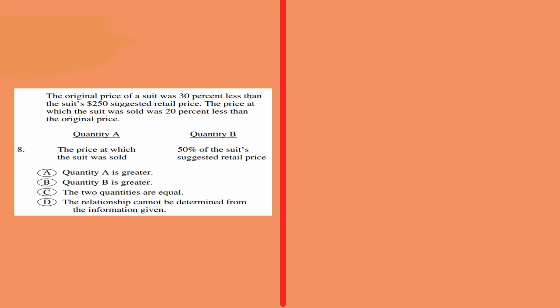The next question, the original price of a suit was 30% less than the suit's $250 suggested retail price. So the retail price is $250. The original price will be 30% less than the retail price. So 30% of 250, subtract this from 250, that gives me 175, that is the original price.